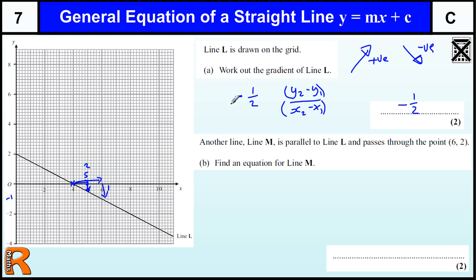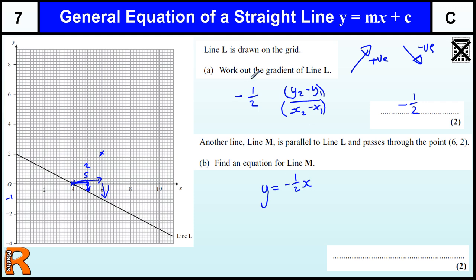Another line, line M, is parallel to line L and passes through the point 6, 2. So it goes through 6, 2 through here, and it's parallel. So it's at the same angle to M. Find the equation for line M. Well, if it's parallel, it has the same gradient. So it's going to be y equals minus a half of x.